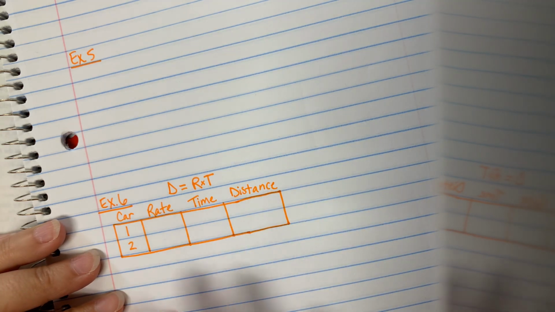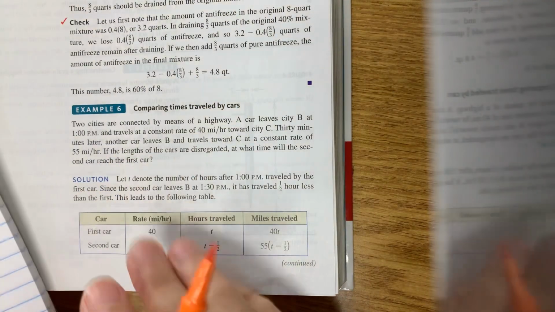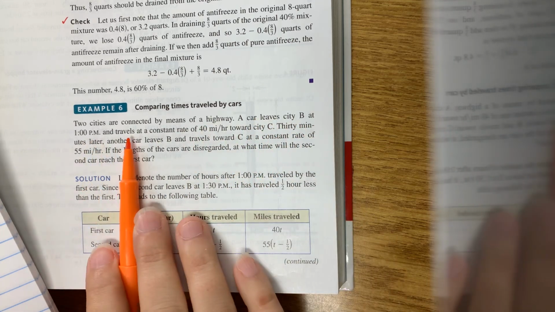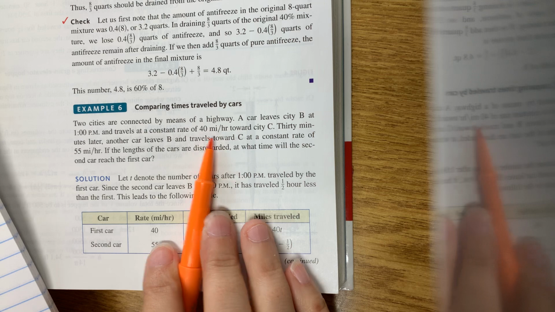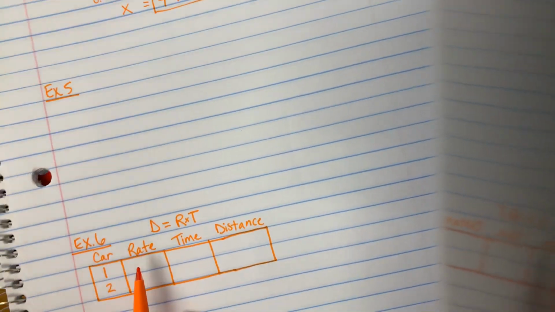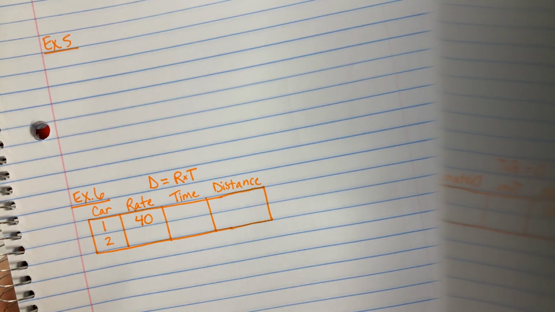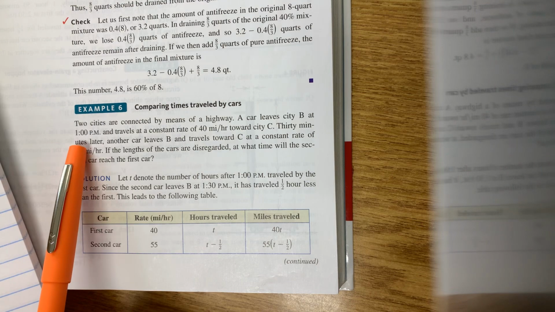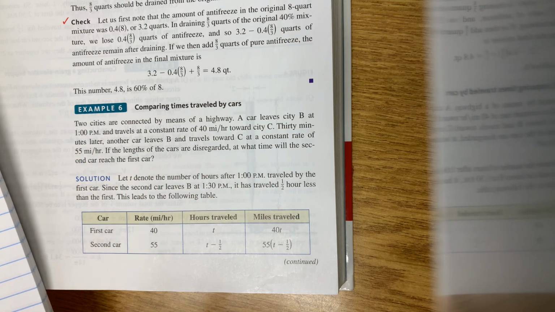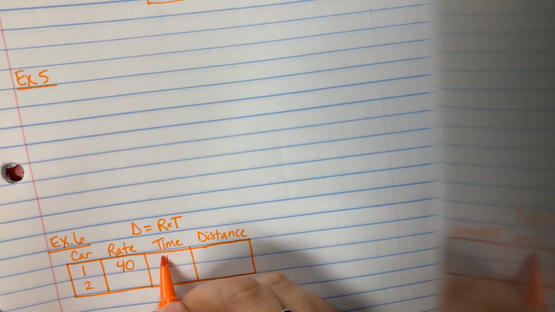And then I go back to the problem and I get this information out of it. So they told me in this one that car A leaves city B at 1 o'clock. They're traveling at a constant rate of 40 miles per hour. So they're going 40 miles per hour. That is their rate. So I'm going to go ahead and put that in there. Time, they told me they left at 1 o'clock, but they didn't tell me anything else after that that helps me know how long they did that for. So my time, I'm just going to call T for that one because I'm not sure.